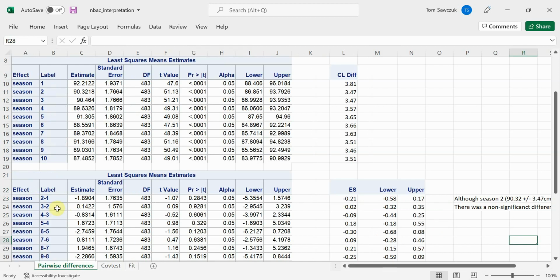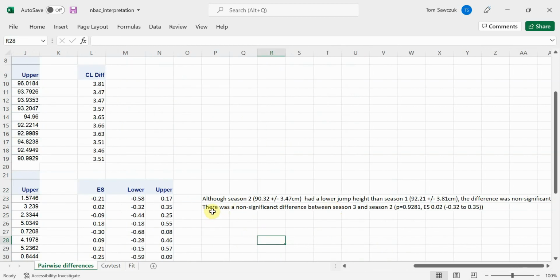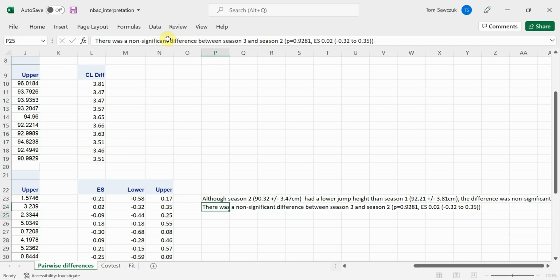Next up, looking at season 3 and 2, we can see there's not a massive difference there, so it's a lot more clear that the difference was non-significant. So really simple comment, there was a non-significant difference between season 3 and season 2, and apparently I can't spell significant. You can edit that for yourself in the video.